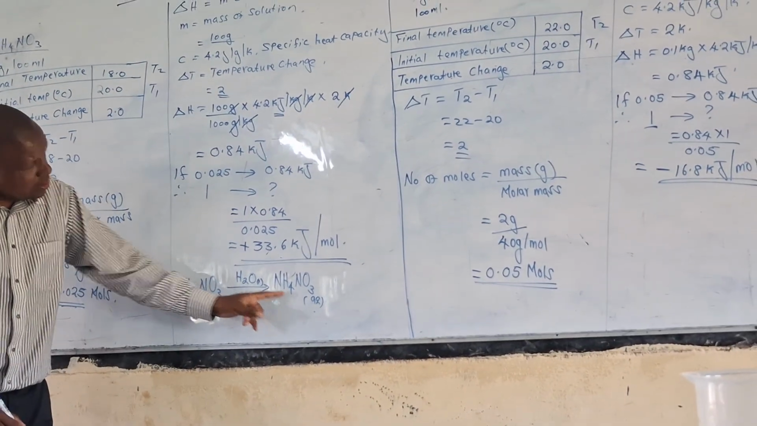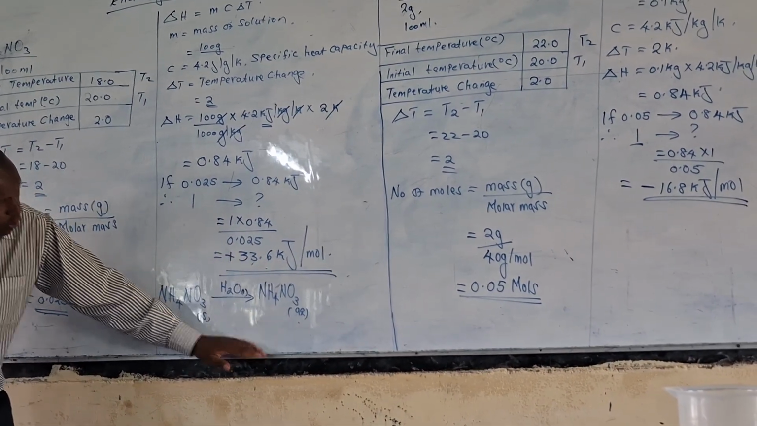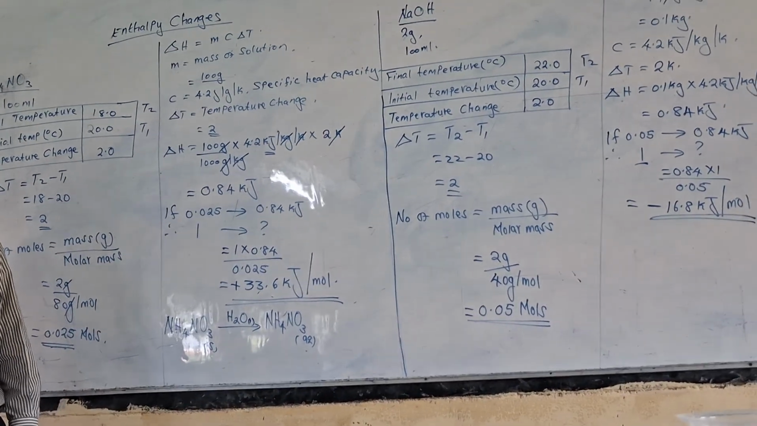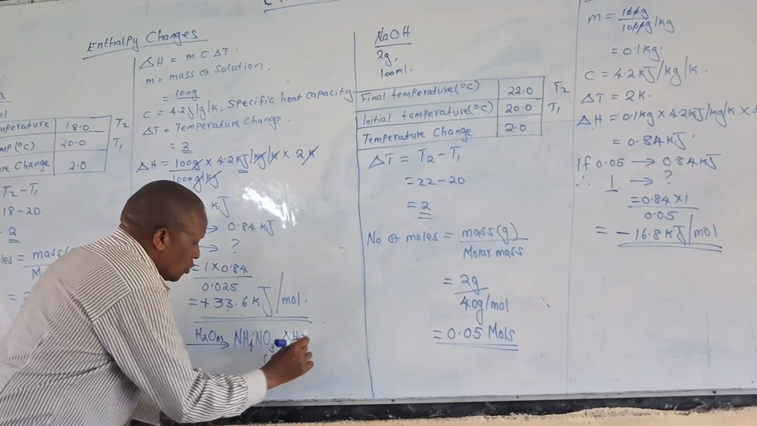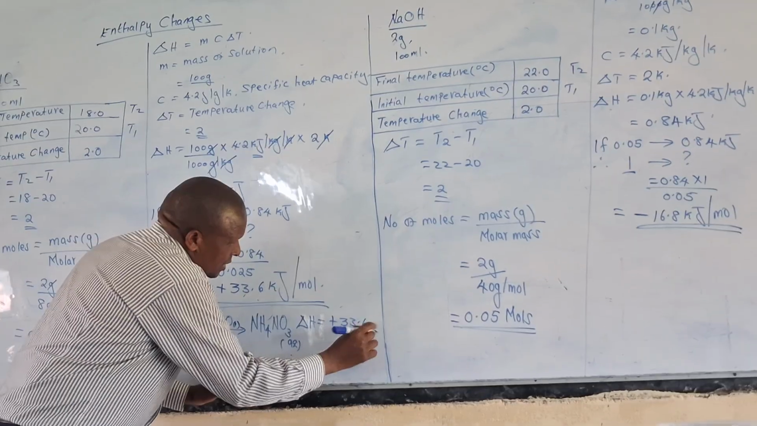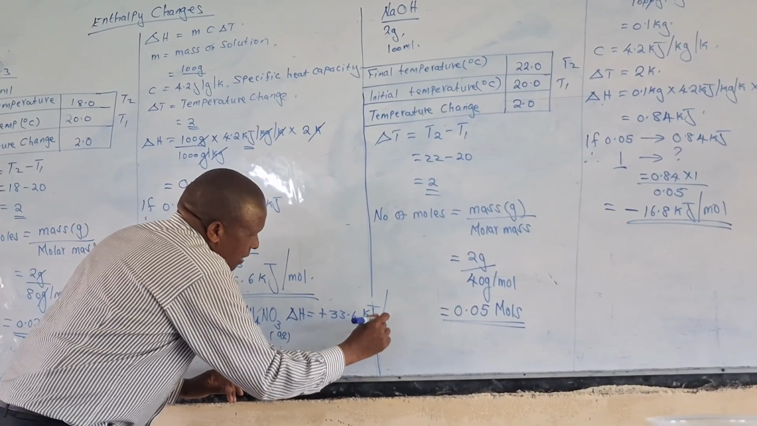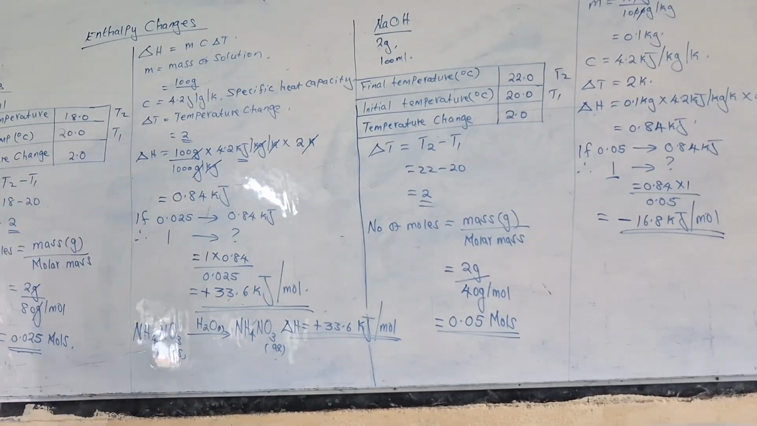Then you include the molar heat change. Where do you place the molar heat change? Not down here, but in front of the equation. Are you together? Yes. So you write here delta H is equal to positive 33.6 kilojoules per mole. And that is now the thermochemical equation.